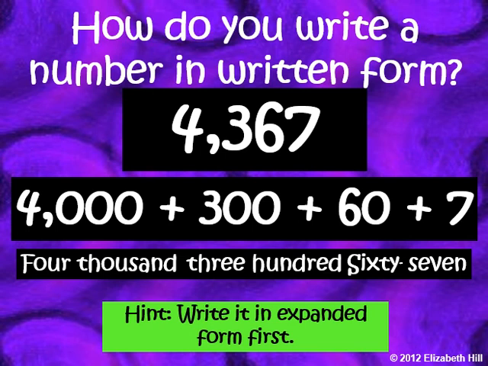Now our last form, as I said before, is written form. How do you write a number in written form? Here we have the standard number of 4,367. We have the expanded form, 4,000 plus 300 plus 60 plus 7. If you'll take your number and think of it as an expanded form, it'll make it a lot easier to write out the written form. So the written form of this number is 4,367. So you write out the digit value and the place, the digit value, the place, and the digit value.